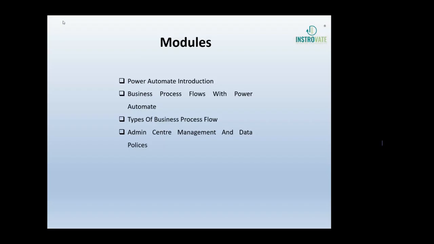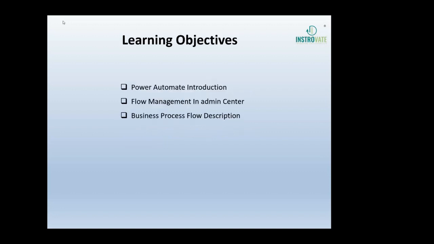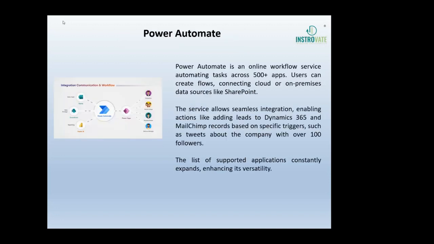This is the module part where you are going to see the introduction to Power Automate, business process flow, types of business process flow, and admin center management and data policies. These are the learning objectives. In Power Automate, we are going to learn the entire thing. In detail, we are going to see how Power Automate works, flow management in the admin center, and the business process flow description. So these are all the learning objectives.